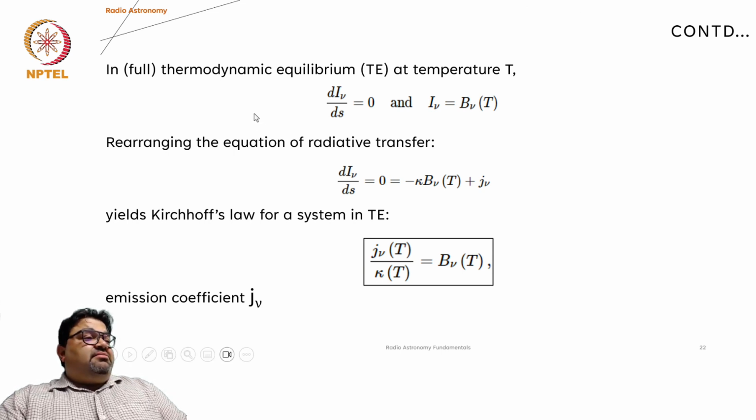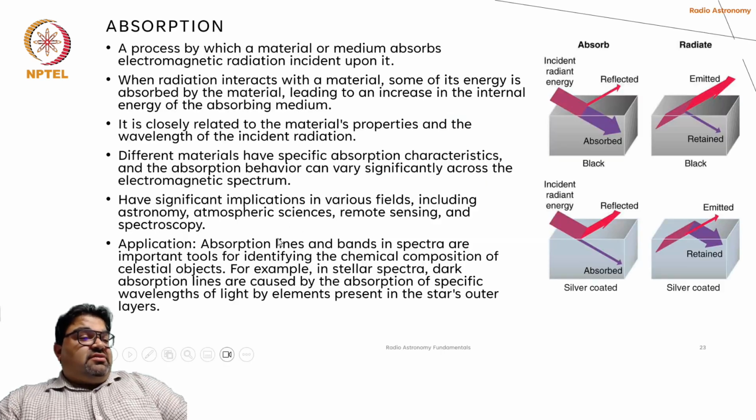So if a system is in full thermodynamic equilibrium at temperature T, then dI_nu/ds is equal to 0, and I_nu is given by the spectral radiance function B_nu, which is a function of T. Rearranging the radiative transfer equation, dI_nu/ds = 0 gives -kappa B_nu + j_nu, which rearranged gives the spectral radiance function as a ratio of j over kappa. This is also called Kirchhoff's law.